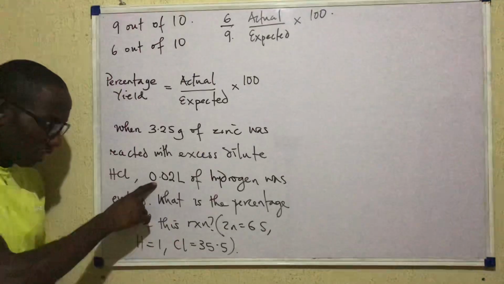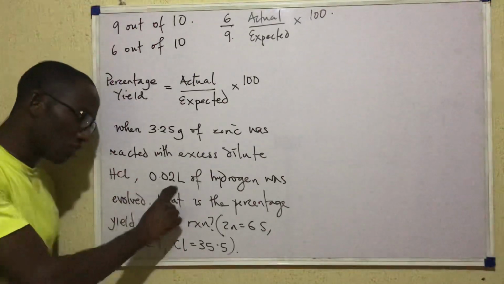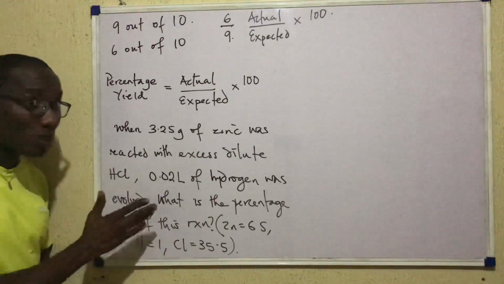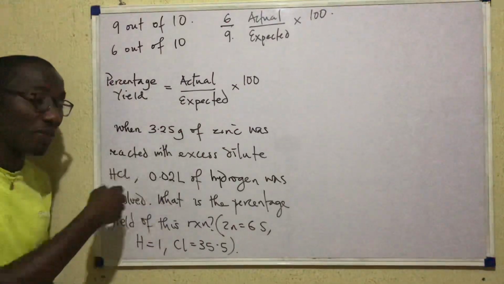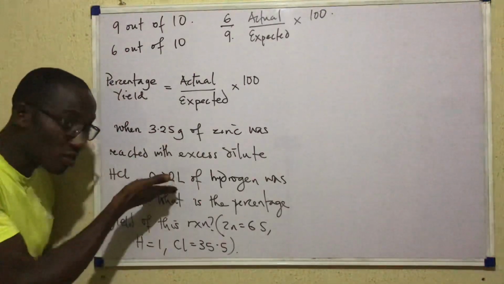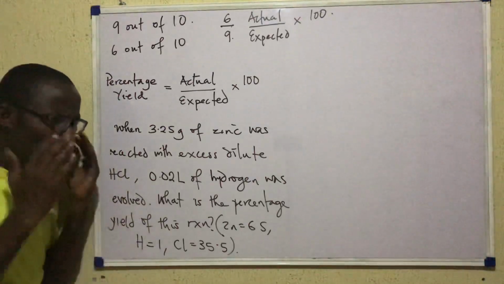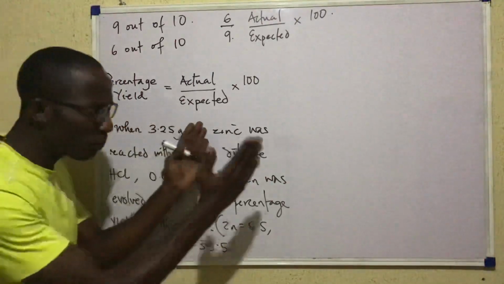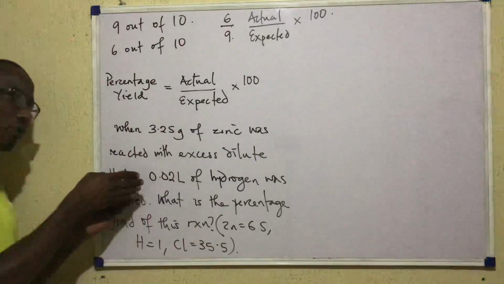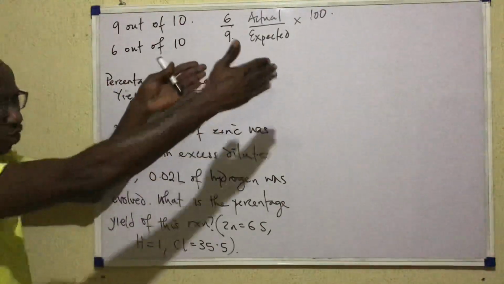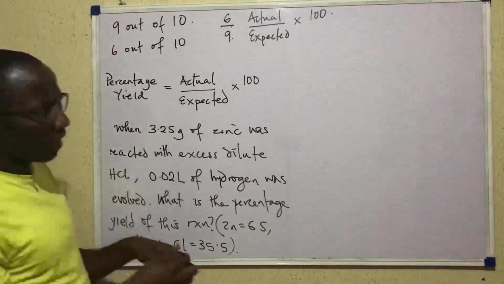This volume of hydrogen that was evolved is what actually happened. They said when they carried out the reaction, this happened. But what do we expect from the principles of chemistry? What do we expect to happen during this reaction? Our normal stoichiometry will tell us like this.